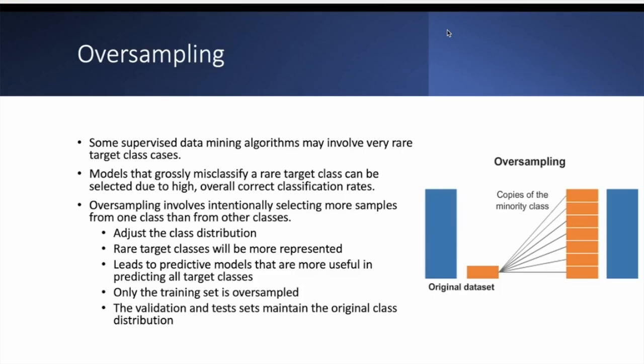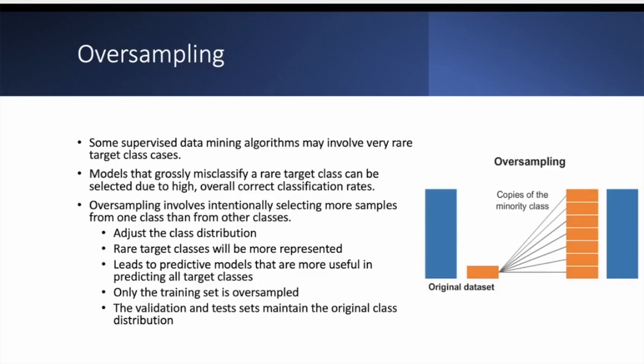So what to do is oversampling. This is a common solution. The oversampling technique involves intentionally selecting more samples from one class than from the other class or classes in order to adjust the class distribution. So you are adjusting the class distribution of the dataset. The rare target class cases will be more represented in the data if they are oversampled. This would lead to predictive models that are more useful in predicting the target class cases.